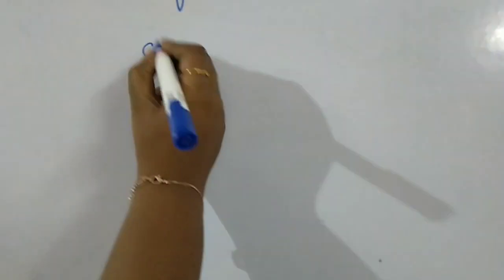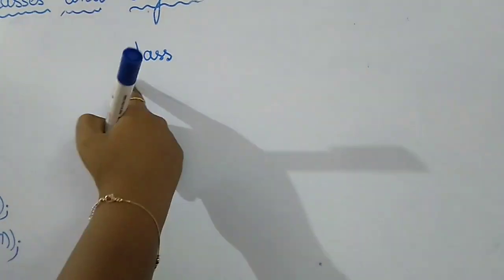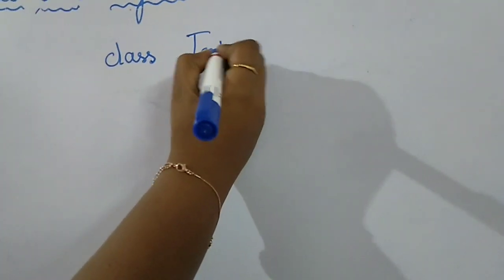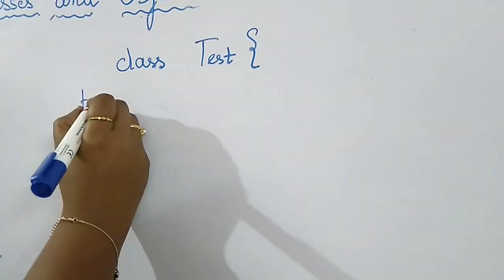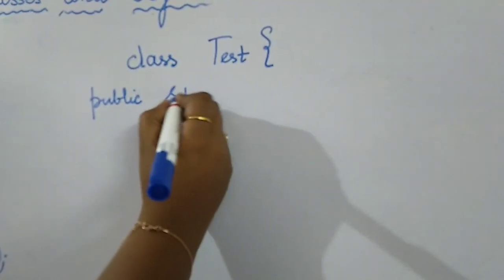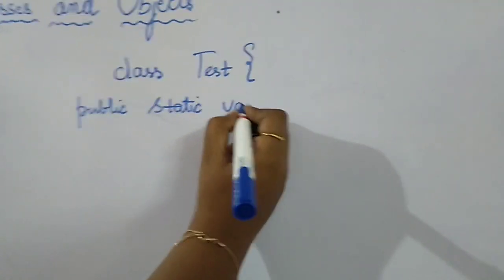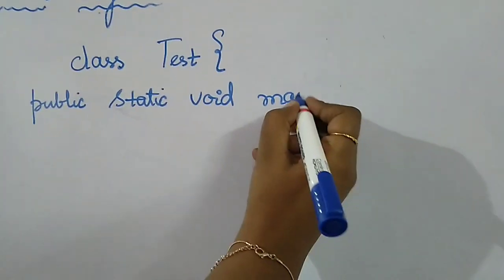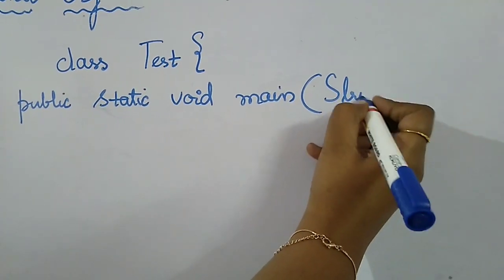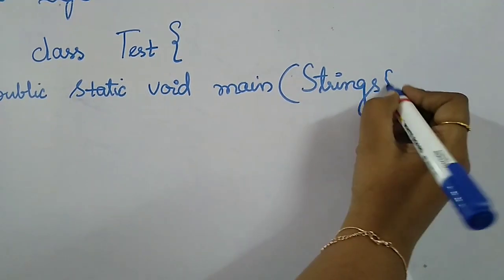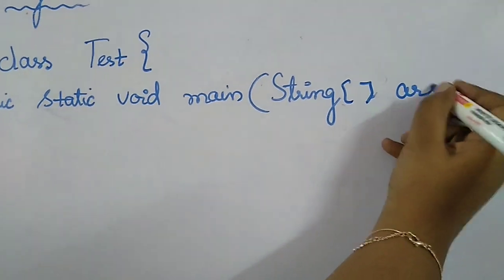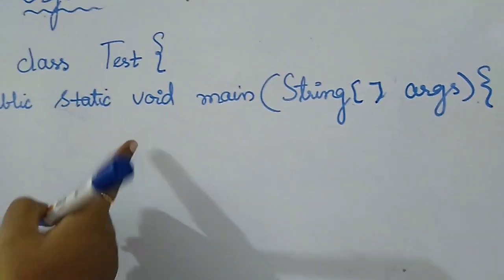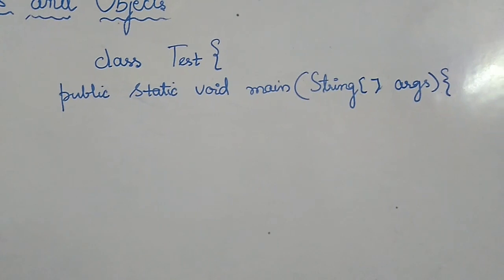So you need to have another class over here, in which there will be the main method. So I am saying class, the name of the class is Test, and inside this I am writing the main method, which is public static void main, and the main method will take String args. Okay, so inside the main method I'll be creating the object.